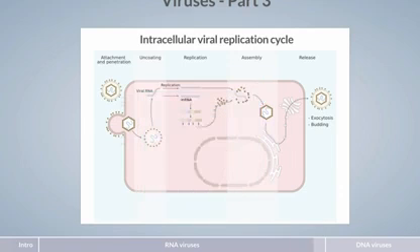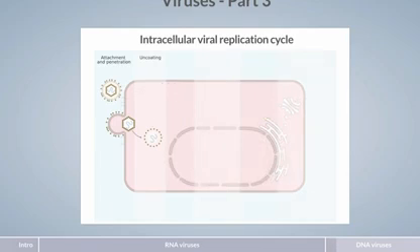Most non-enveloped viruses are released through a third pathway, cell lysis. The virus disrupts the plasma membrane, invariably killing the host cell. Now let's take a look at DNA viruses. There are many similarities between the replication cycle of RNA and DNA viruses. However, there is one major difference.